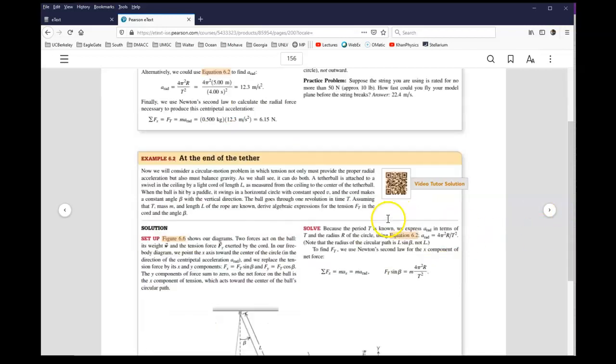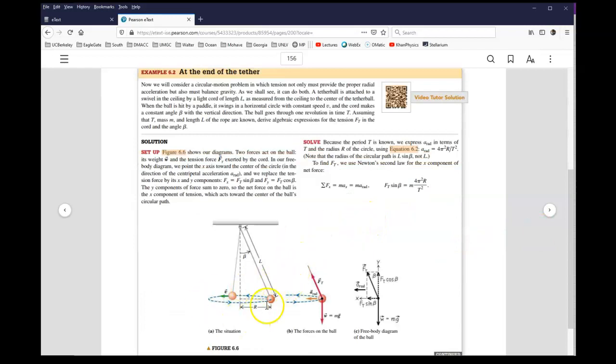It says, here we go, look at the circle. It's a horizontal circle, and then you have a string and a ball, and you're going around in a circle like that, okay? So here says a tetherball, which is right here.